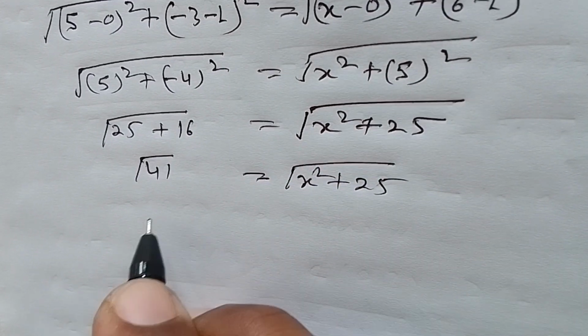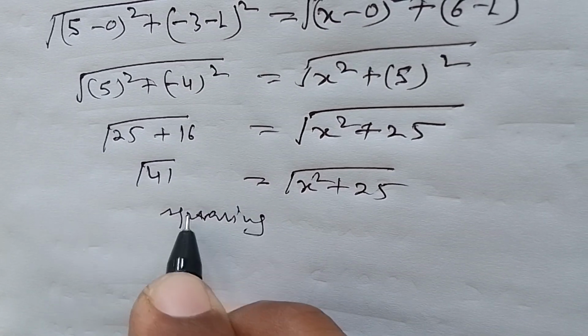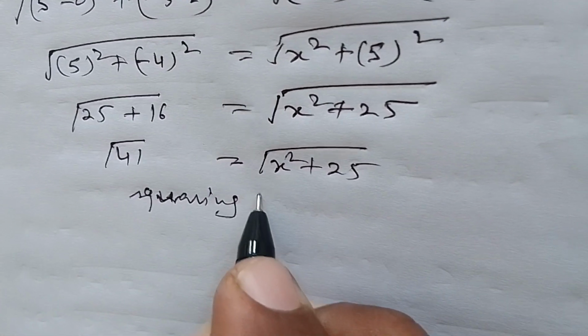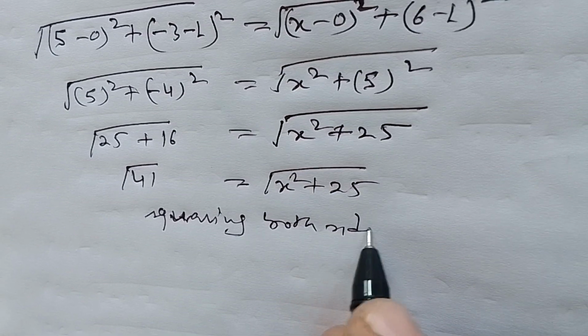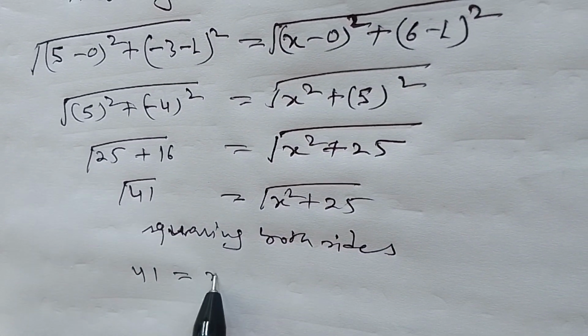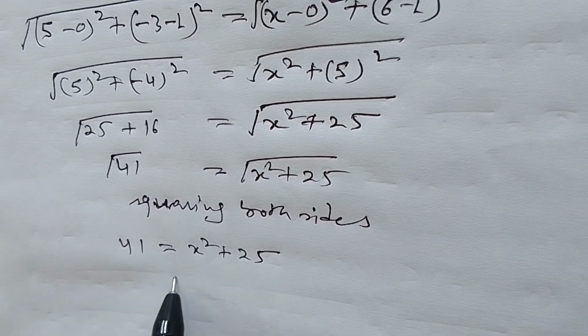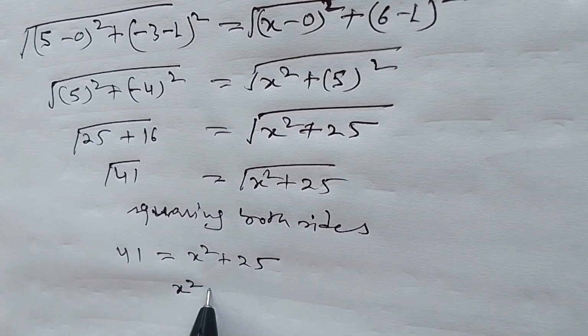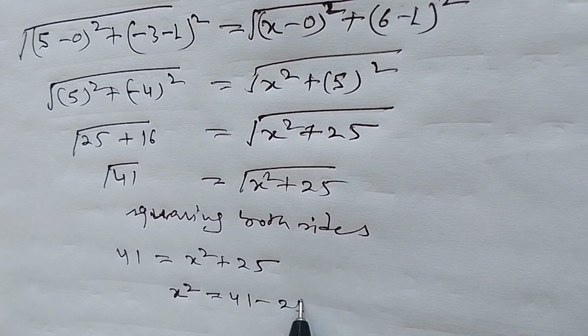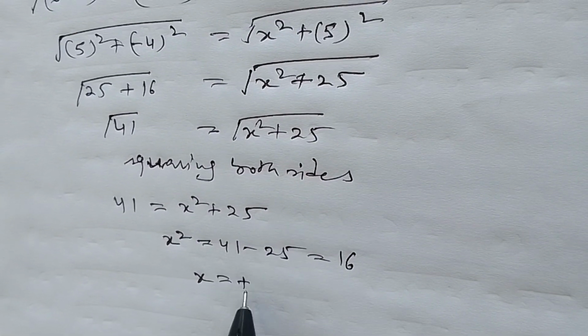Now squaring both sides, we cancel the under root, so it comes out to 41 = x² + 25, which gives x² = 41 − 25 = 16, so x comes out to be ±4.